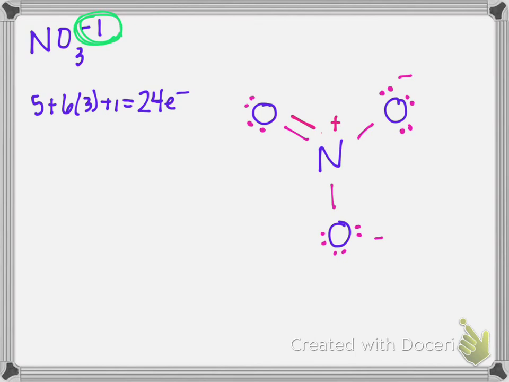Let's try another one. Let's do C2O4 minus 2. Do you know what that one's called? I don't know if we actually memorized this one. It's called oxalate. I don't know if we did that one. No. Okay. You might come across it sometime.